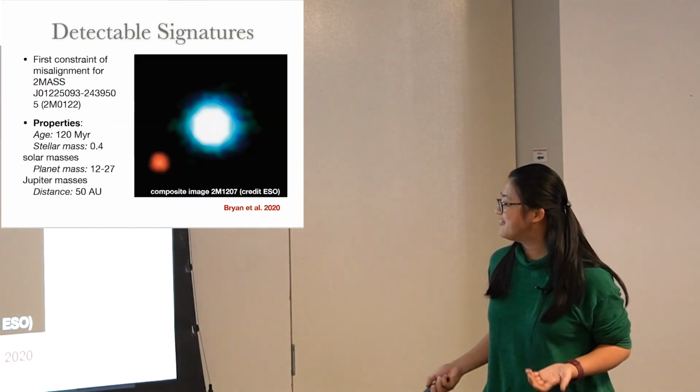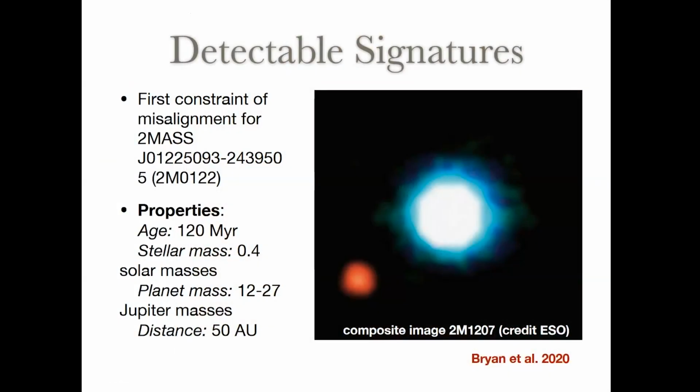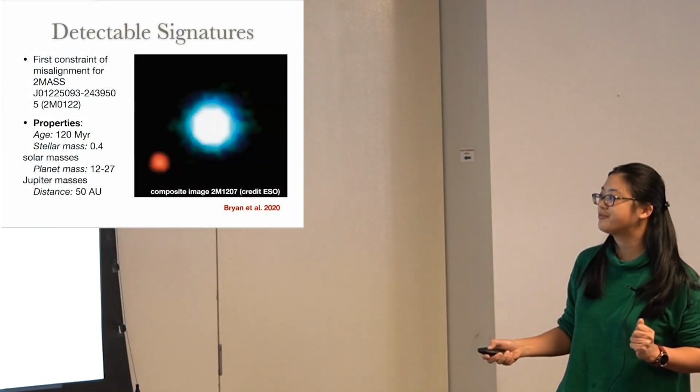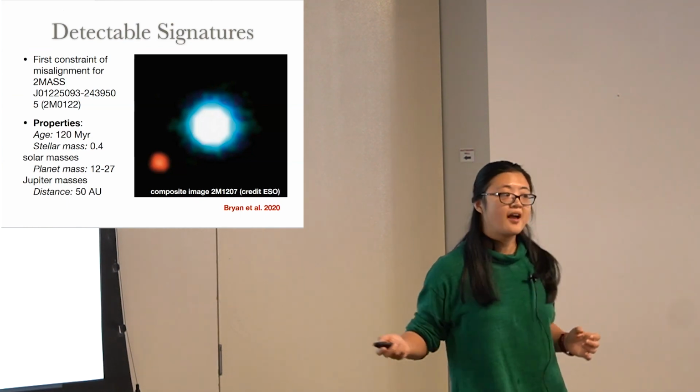But very excitingly, recently by Marta Bright in 2020, we have a first constraint on misalignment for a planetary-mass object. So this is a system around a quite young host star, 100 million years old, of 0.4 solar masses, and the planet is quite large.